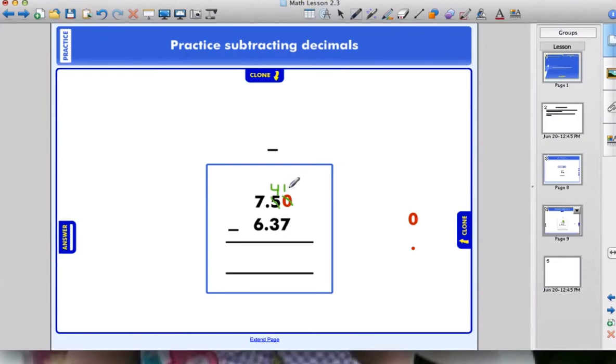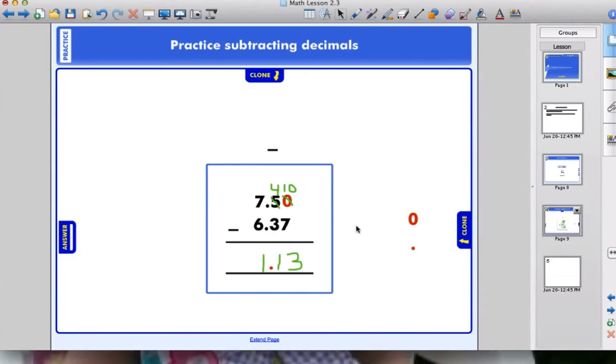So I've got 10. Now I can subtract. 10 minus 7 is, you got it, 3. 4 minus 3 is 1. 7 minus 6 is 1. Step 4, make sure you've got your decimal point in there. A decimal point should drop straight down. Hopefully that looks, yeah, that's kind of a bad decimal point. Let's drag one of these over there. Yeah, it looks better. Okay, so my answer is 1 and 13/100ths.